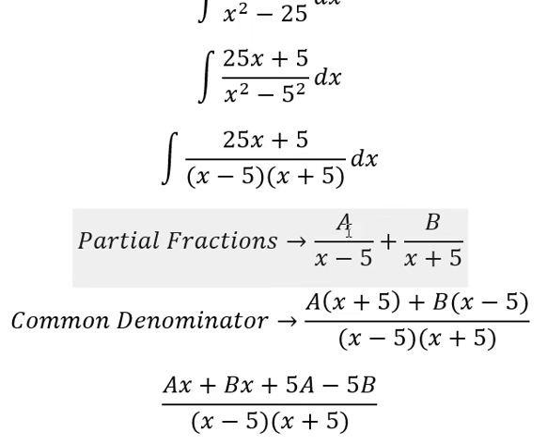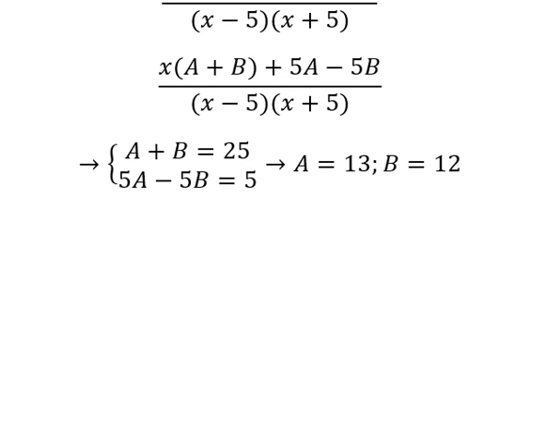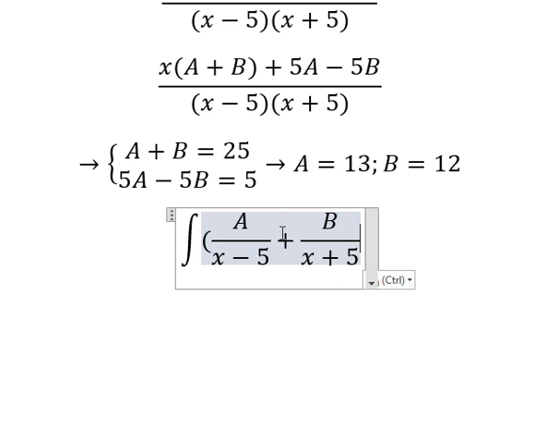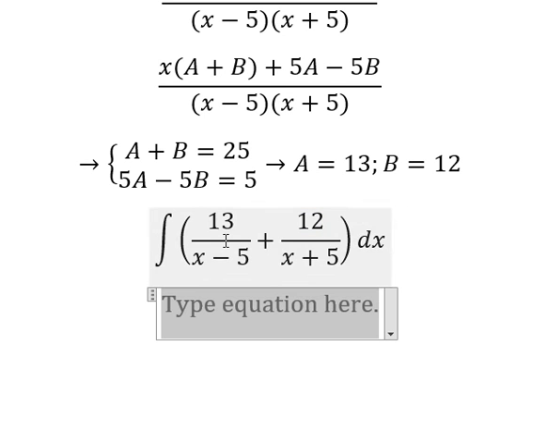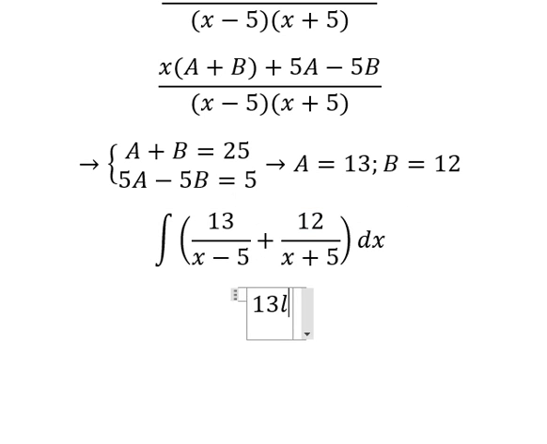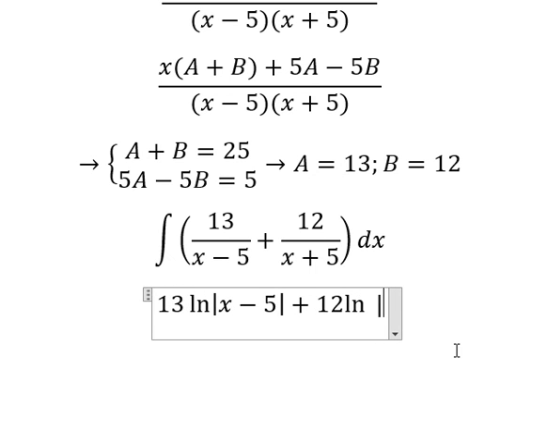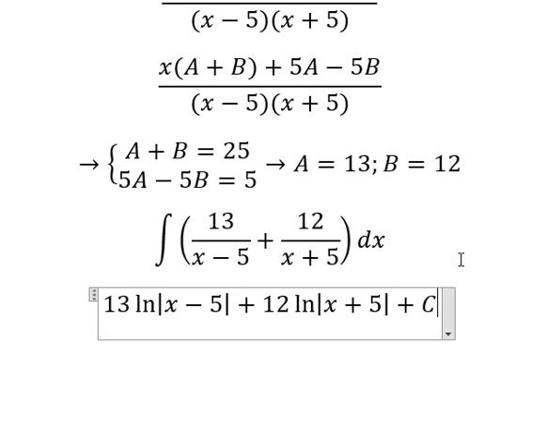Now we put A and B here. A is 13. B is 12. And now we got the final answer. The integration of this one, you got 13 ln of the absolute value of x minus 5. This one you got 12 ln of the absolute value of x plus 5. And we put c, that's the constant.